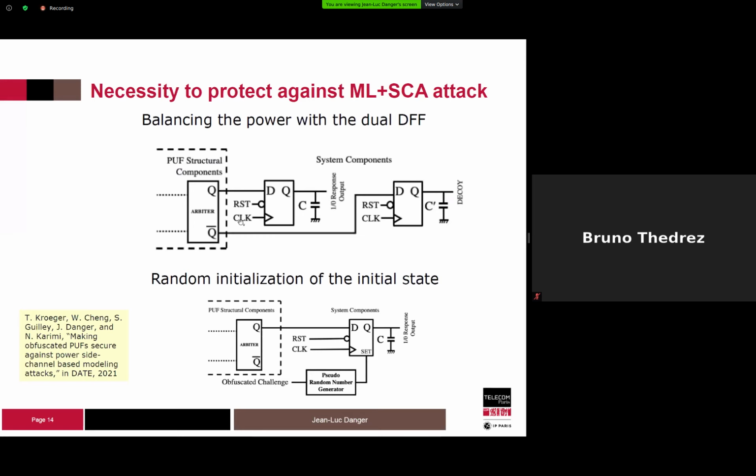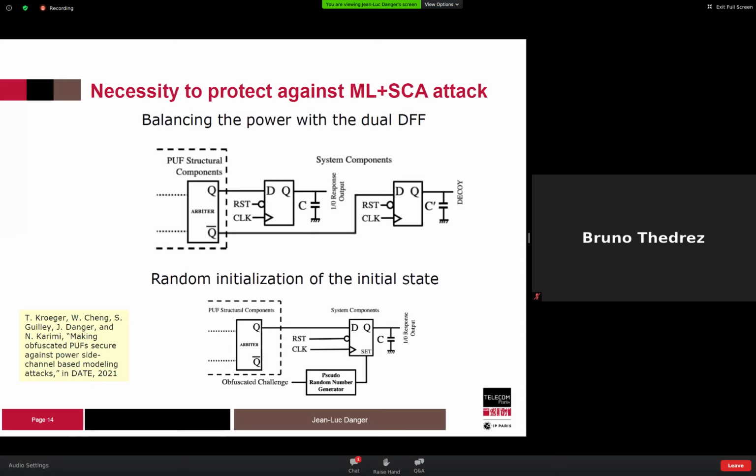We have recently shown that there are still machine learning attacks and side channel attacks which exploit the imbalance between the two flip-flops here, for instance, and the difference between the rising and falling edge in this protection. So there are still potential attacks, but they need many more traces for training.